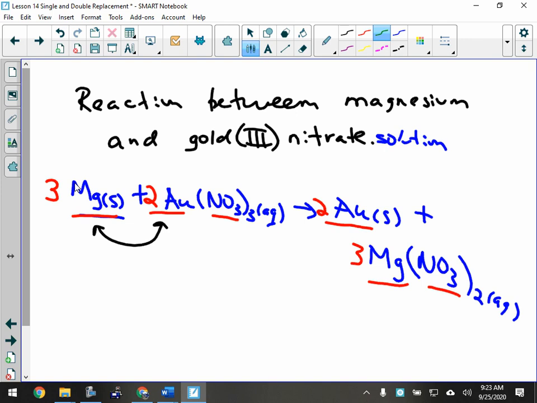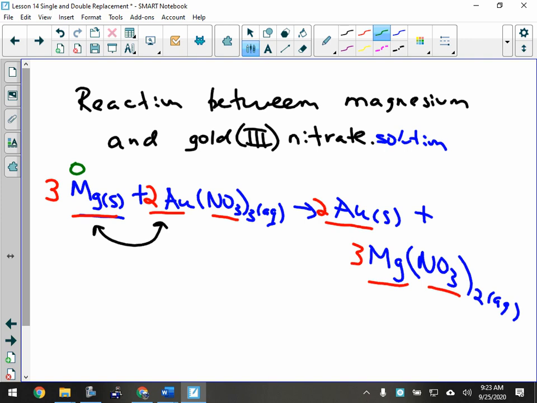What's the charge on this magnesium right here? What's the charge on this magnesium? Yes, neutral is the correct answer. It is neutral because it is by itself, right? This is just a strip of magnesium. There is no charge on that, okay? And that's really important. There is no charge, okay?